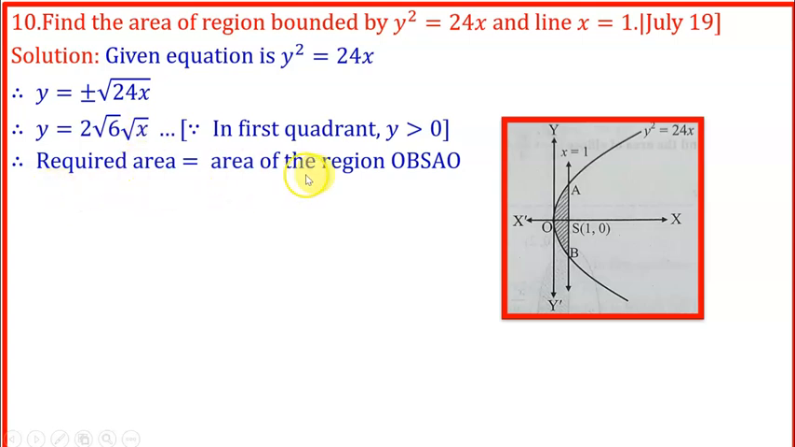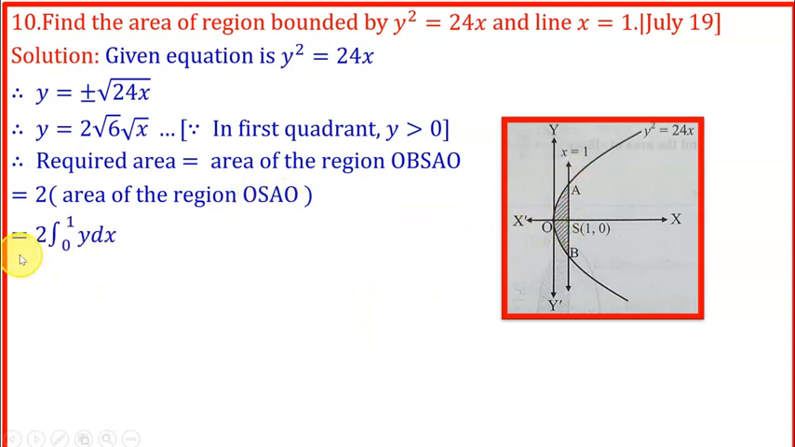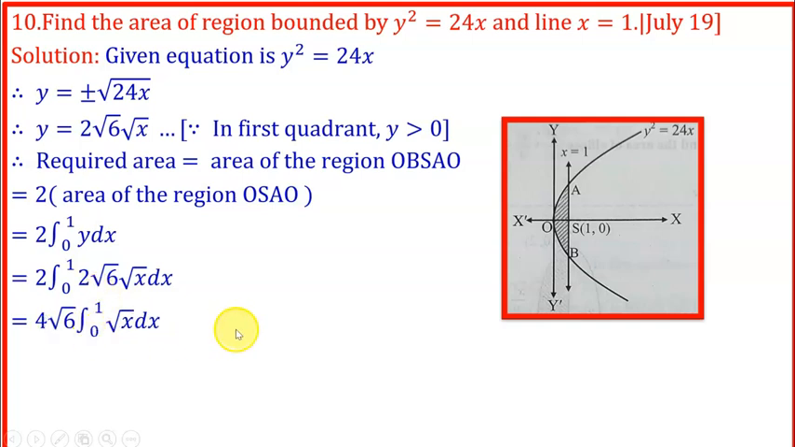Required area is equal to the area of the region OBSAO, and that is nothing but 2 times the area of the region OSAO. That is 2 integral 0 to 1 y dx. But what is the y here? y is 2 root 6 into root x dx. That is 2 into 2 root 6, integral 0 to 1 root x.